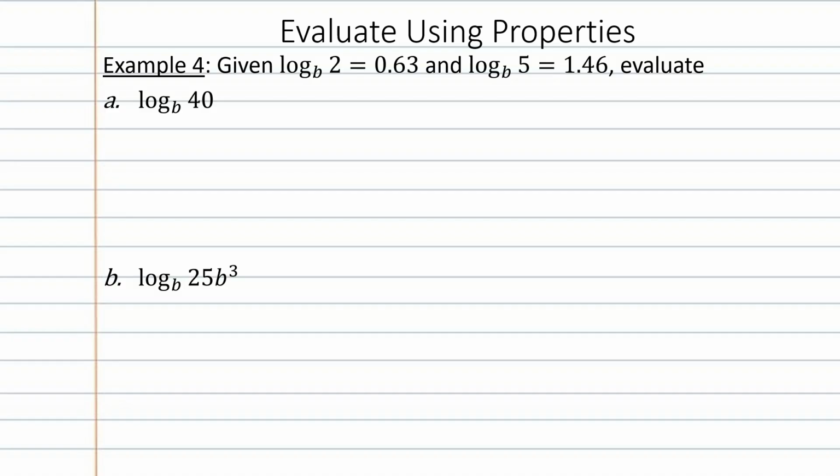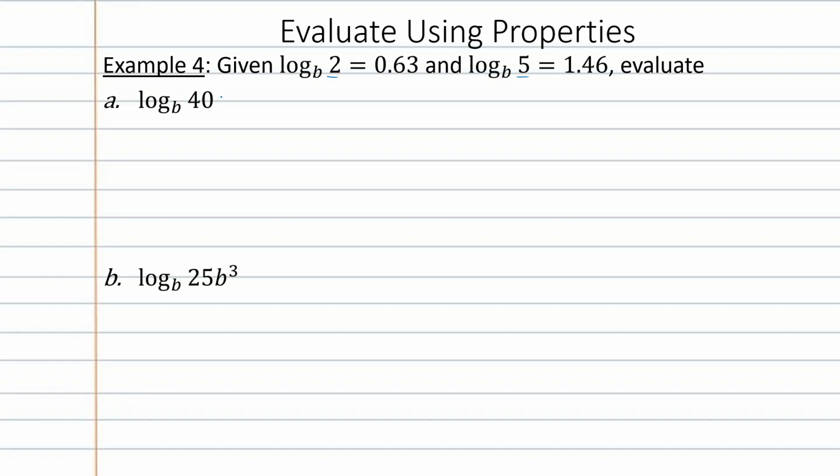Now let's look at this question. It says given log base b of 2 equals 0.63 and log base b of 5 equals 1.46, we want to evaluate the log base b of 40. What I want to do is use the 2 and the 5. I want to get it in terms of 2 and 5 so that I can use those values that I know to substitute in here. I'm not really looking to solve for b. So how can I break 40 up so that I get 2's and 5's?